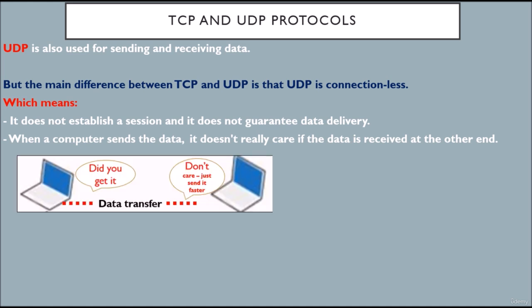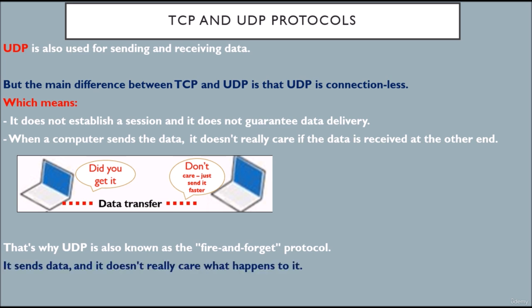So when the data gets transferred, it will send a message, "Did you get it?" The other computer will say, "Don't care, just send it faster." That's why UDP is known as the fire and forget protocol. It sends the data and it doesn't really care what happens to it. UDP is faster than TCP as it doesn't guarantee data delivery.